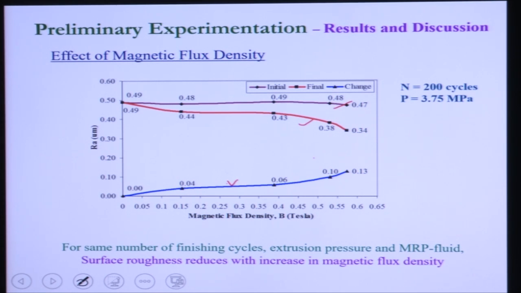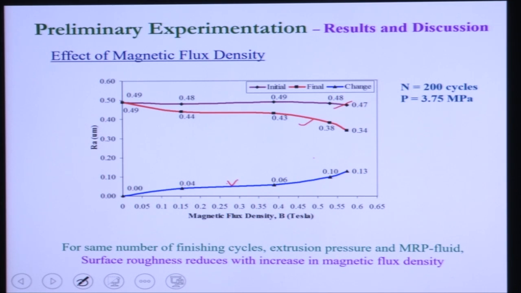Why does it improve? Because when we are increasing the magnetic field, the CIP particles form strong chains. At 0 magnetic field there are no chains available, so there is no formation of chains. This is also verified with a microscopic image of this polishing media. Without any magnetic field there is no formation of chains.